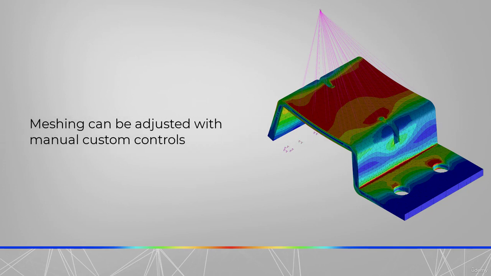Another approach we can do is to adjust our mesh in local areas manually. For example, in areas with higher stress concentrations, we can increase the mesh density, and in areas with less stress concentration, we can lower our mesh density. However, this can take a bit of time and a bit of getting used to.